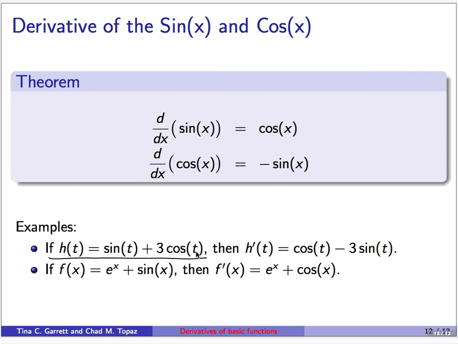If h of t is sine of t plus 3 cosine of t, then h prime, well, the derivative of sine of t should be cosine of t, and that's right there. And here we've got a constant multiple, so the 3 kind of hangs out for a little bit. And the derivative of cosine of t is minus sine of t. And so we've got the minus 3 sine of t right there. Similarly, if f of x is e to the x plus sine of x, then f prime is e to the x plus cosine x.